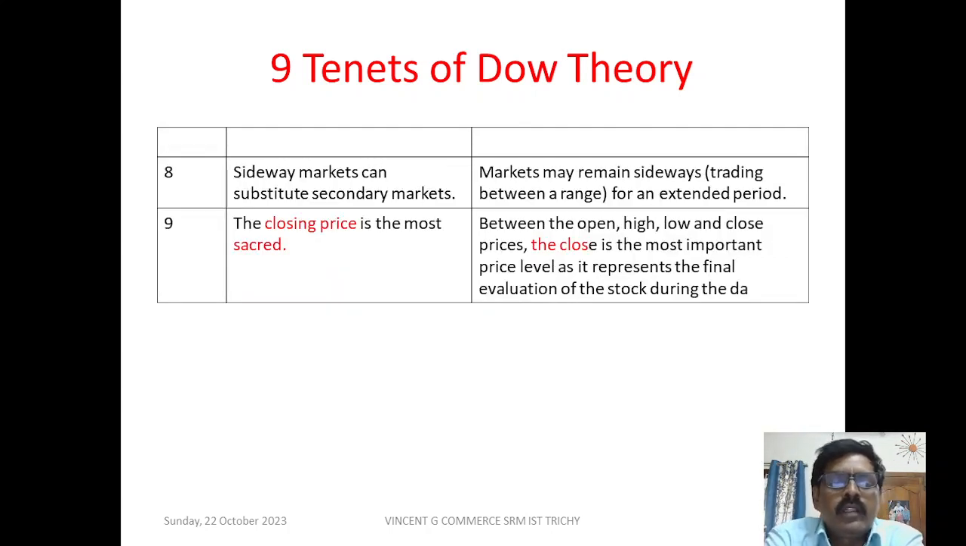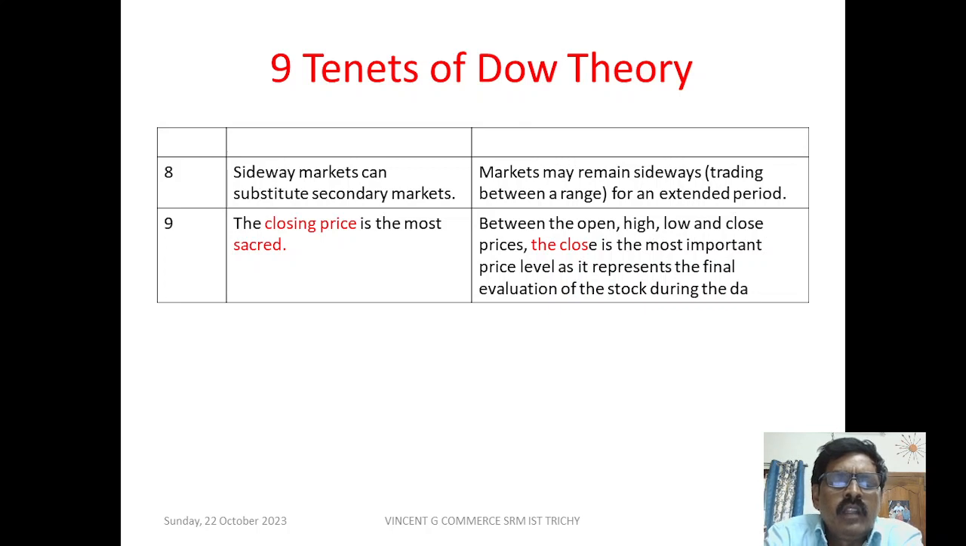Then the eighth is that the sideways market can substitute secondary markets. According to this tenet, markets may remain sideways, that is trading within a range for an extended period. Take for example, a few years back, Cipla traded between 750 and 950, and the range of 750 to 850, 950 lasted for a longer period. That we call sideways.